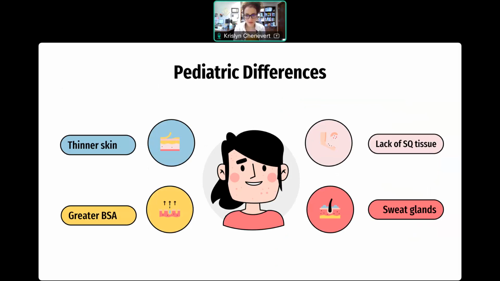And then lastly, they have immature sweat glands. So think about what the purpose of sweat is within our bodies. The big reason that we sweat is to try to cool ourselves off, right? That's the function of sweat. That's why we sweat. And so pediatric patients can't really do that as well. And so they can't dissipate heat as well as adults and older adolescents can. So this increases their risk for hyperthermia as well.